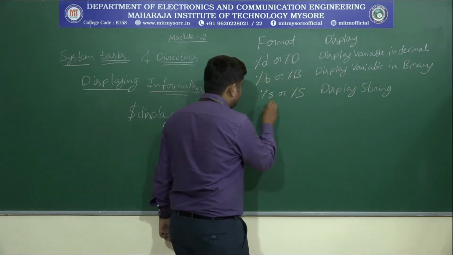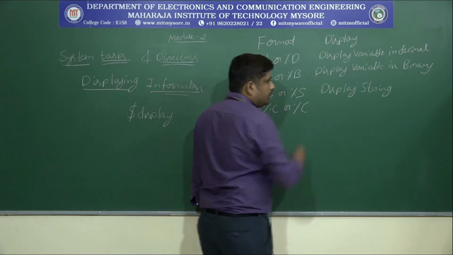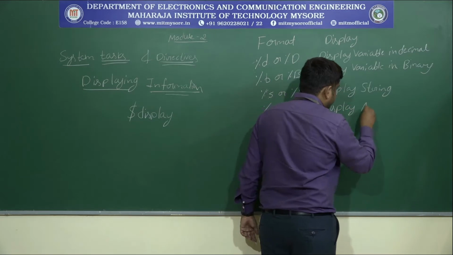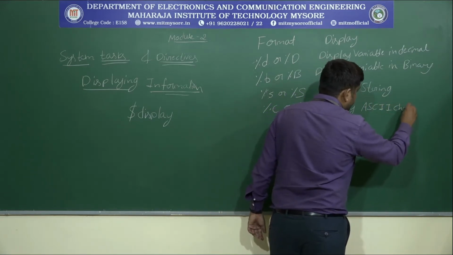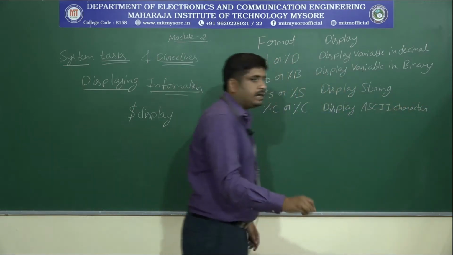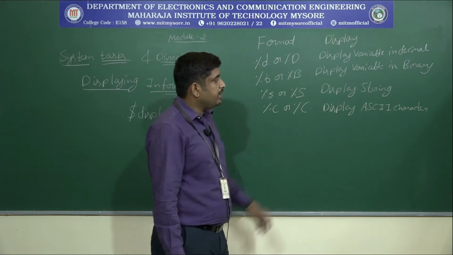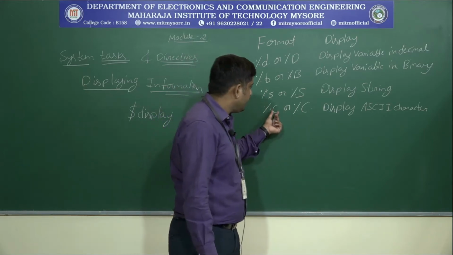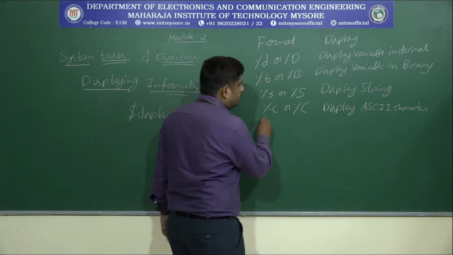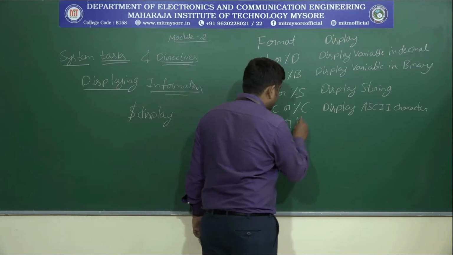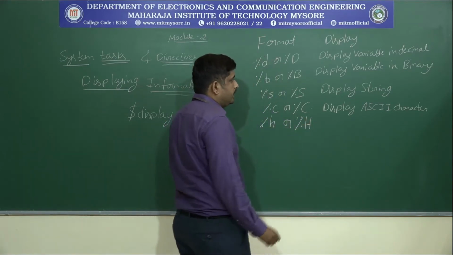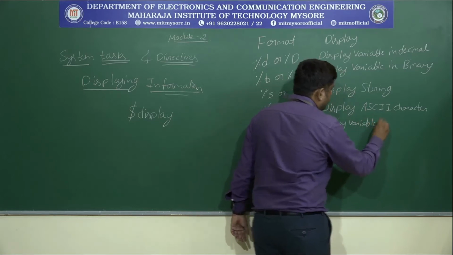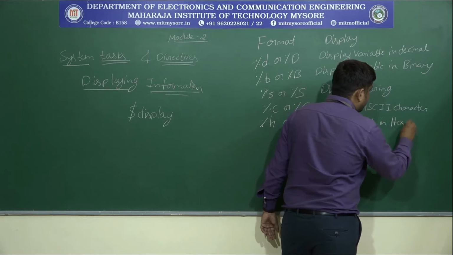Next, percent c or capital C, which indicates display ASCII character. We are familiar with ASCII, the American Standard Code for Information Interchange. Sometimes you have to use an ASCII character, which is indicated by small c or capital C. Next we consider percent h, which indicates hexadecimal, that is, display variable in hexadecimal.